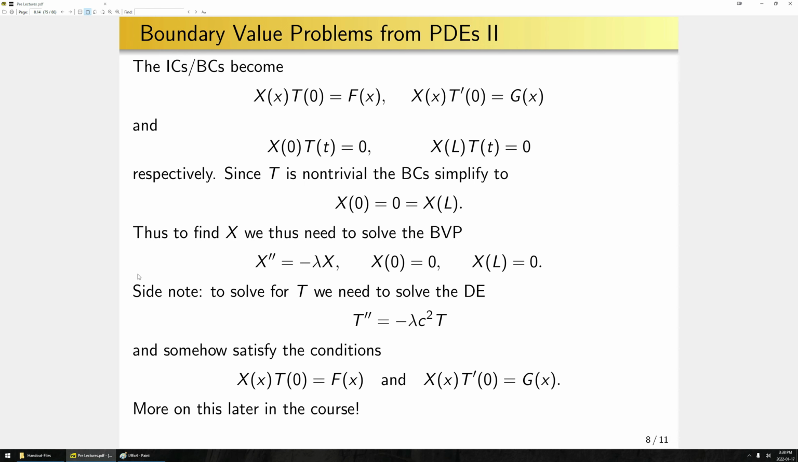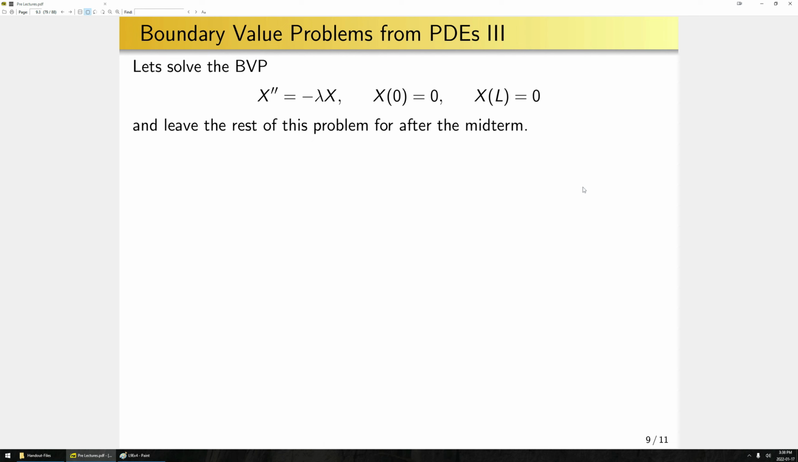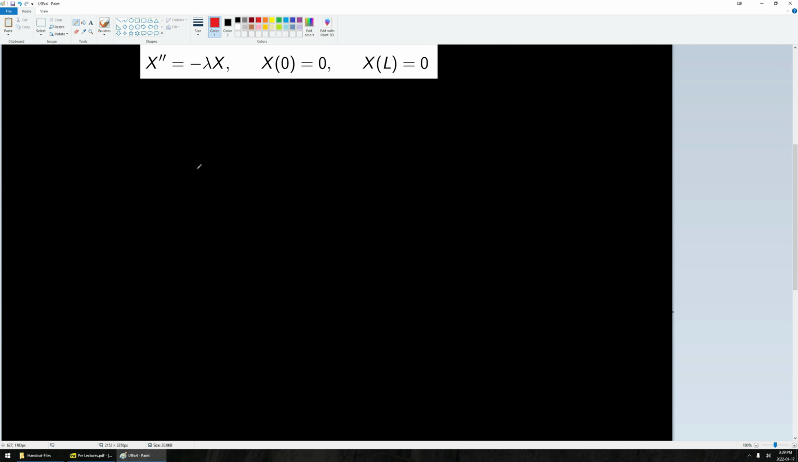Okay, so for now, we can tackle this problem, right? We've solved boundary value problems, a couple of them. This one doesn't look particularly difficult, so let's solve this boundary value problem. We're going to leave the rest of the problem, namely solving for t, for after the midterm. So let's take a look at this and see what we can do. Okay, need to solve this.